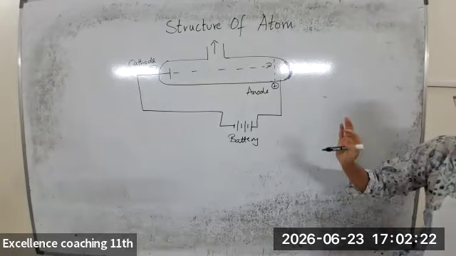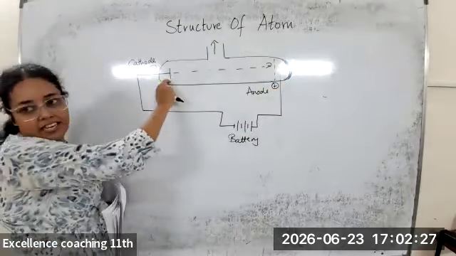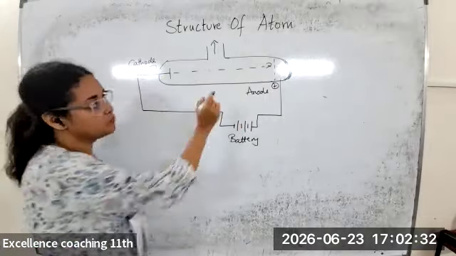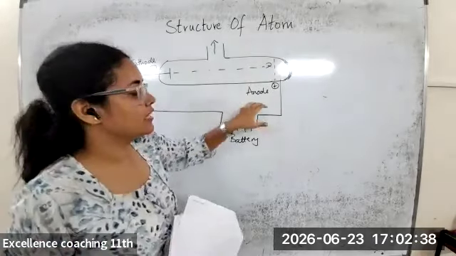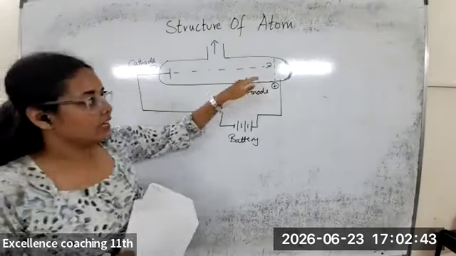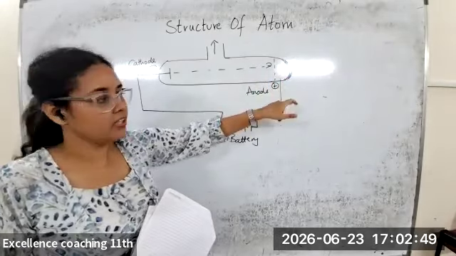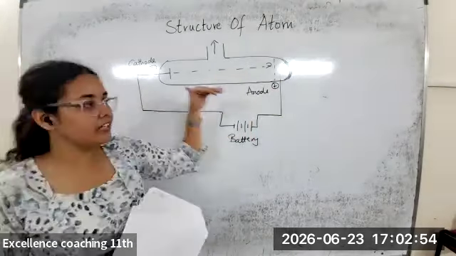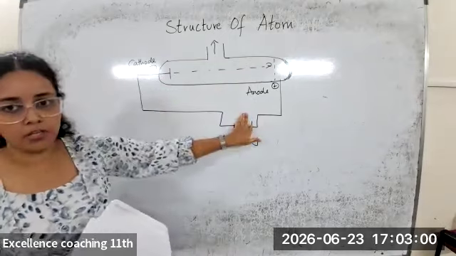When he inserted some material here, he passed these rays, and they moved towards the positively charged anode. When they moved, this would glow. This was a proof. When the cathode rays strike the anode, due to the fluorescent or phosphorescent material, this would glow. Hence we concluded that the rays must be moving in a straight line, from cathode to anode.